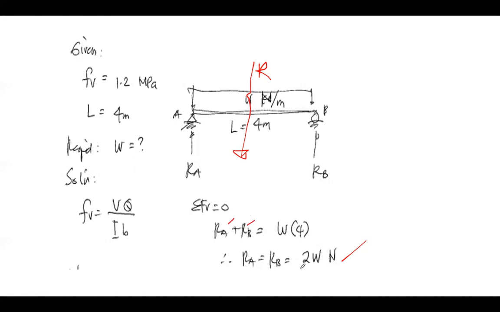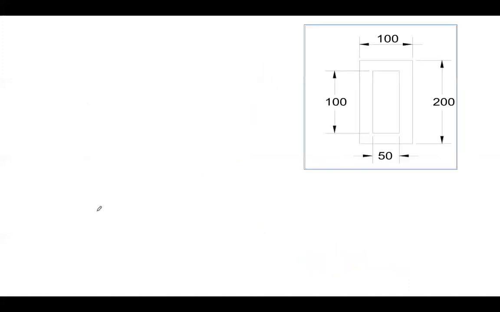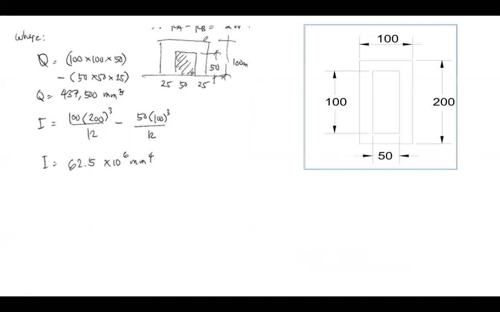We need this one because this is our 2W Newton. This is our V, the maximum shear. Q, which we compute later. I, you can also compute. B, anong tinatanong is just W. Okay? So, if you have this one, how are you going to compute I?